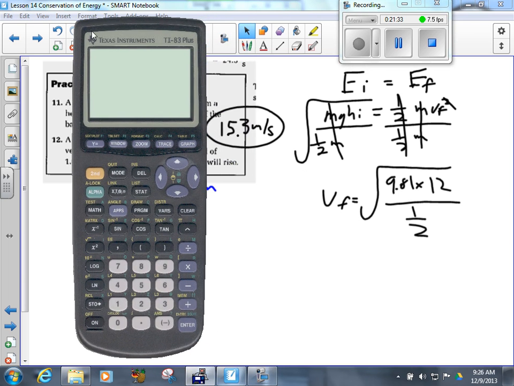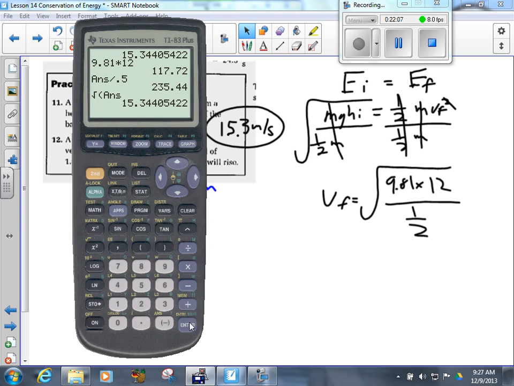Now, just so you see what that looks like when you plug it into your calculator, there are one of two ways to do it. You could do the whole thing in one step, and have your 9.81 times 12 divided by 0.5, and get 15.3. Or you could go 9.81 times 12 equals, divided by 0.5 equals, and then take the square root of that. Whichever way you feel most confident with is going to give you the same answer. If you're not real confident in your ability to put the brackets in the right way, don't use the brackets. Do it one piece at a time.